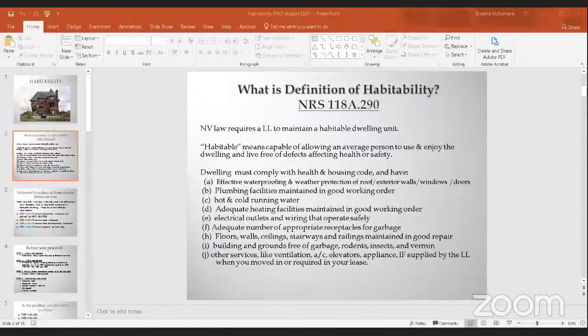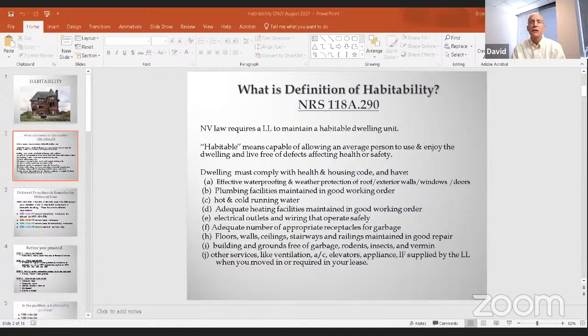What time frame do they have to fix it? Well, for habitability, lease violation, repair and deduct, it's 14 days. Actually, under repair and deduct, it's sooner if conditions require. But under essential services, it's 48 hours excluding weekends and holidays.